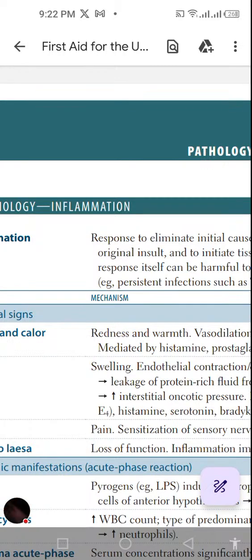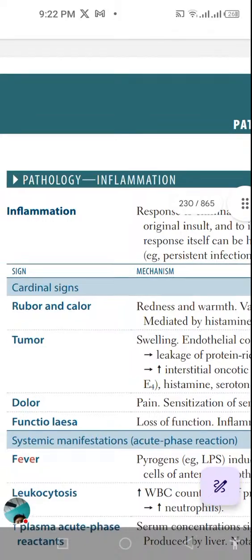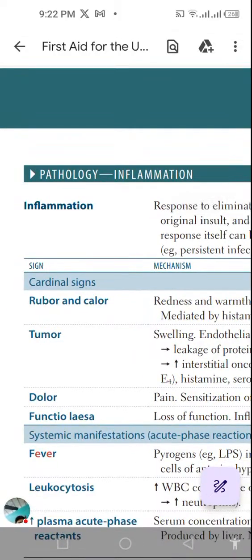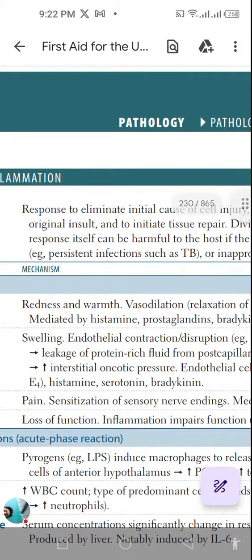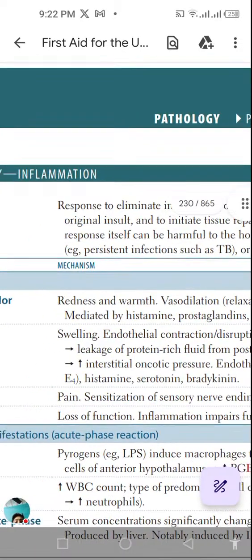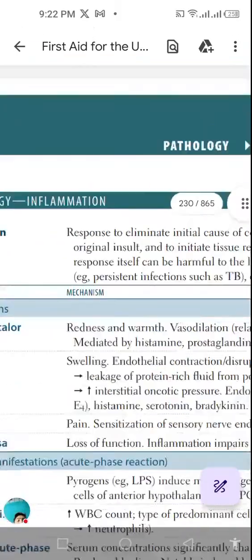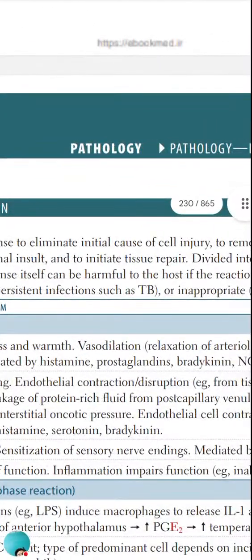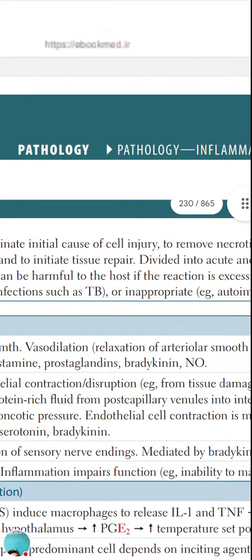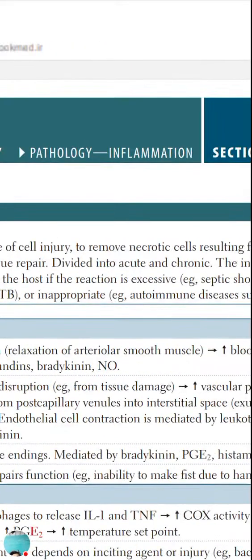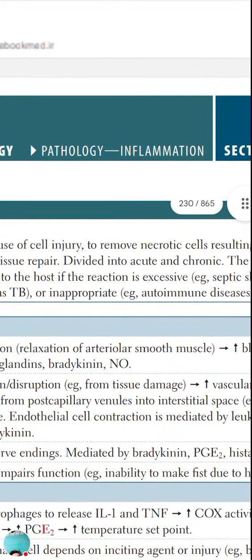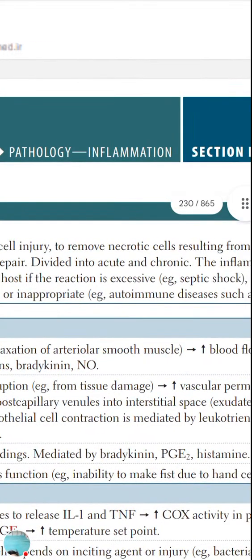Acute inflammation has different types, and chronic. Acute inflammation is the type of inflammation which occurs only for days to weeks or months. That is why it's known as acute inflammation. It is a response to eliminate the cause of cell injury. When cell injury has happened, that cause has to be eliminated, and the necrotic cells removed, which results in repair, and it is divided into acute and chronic types.